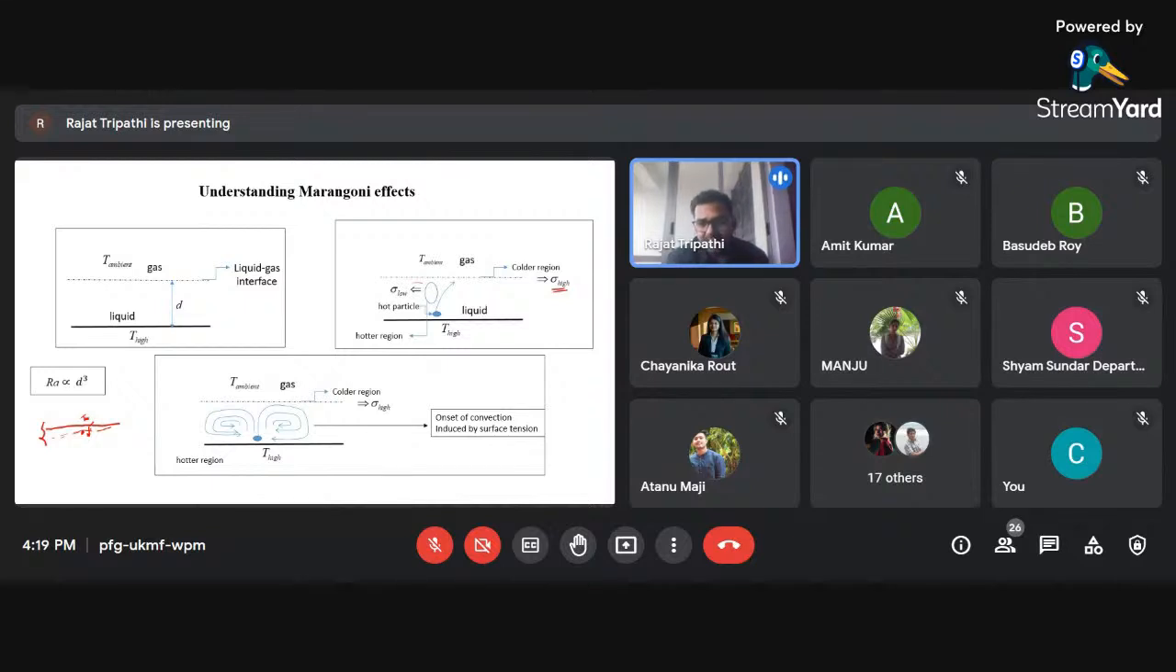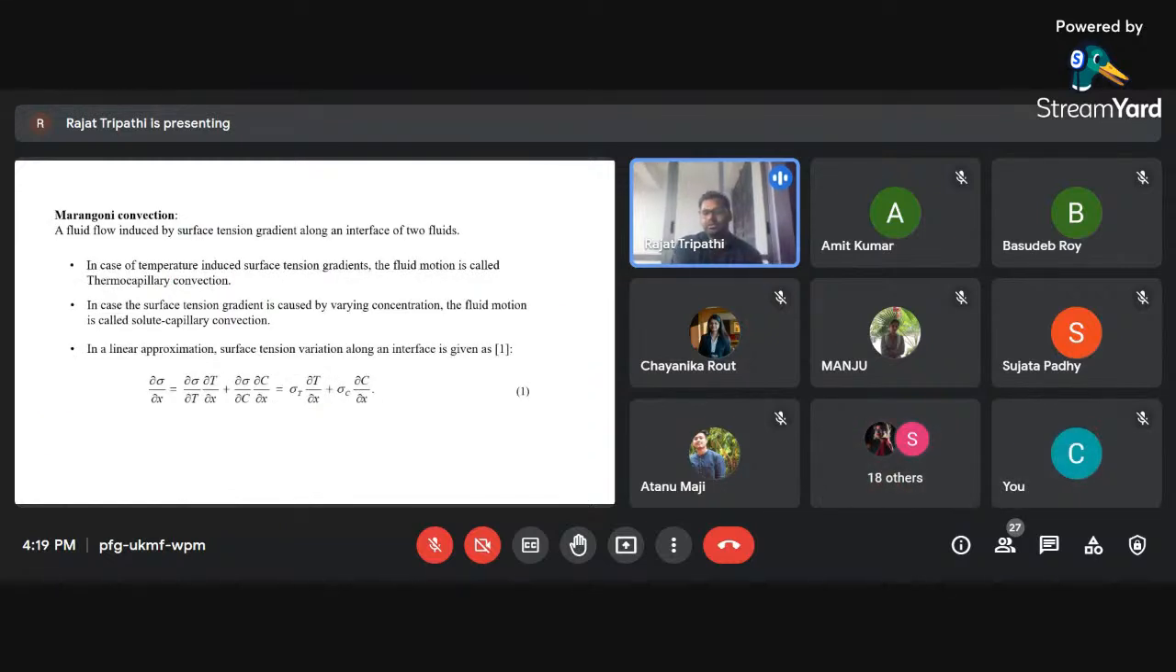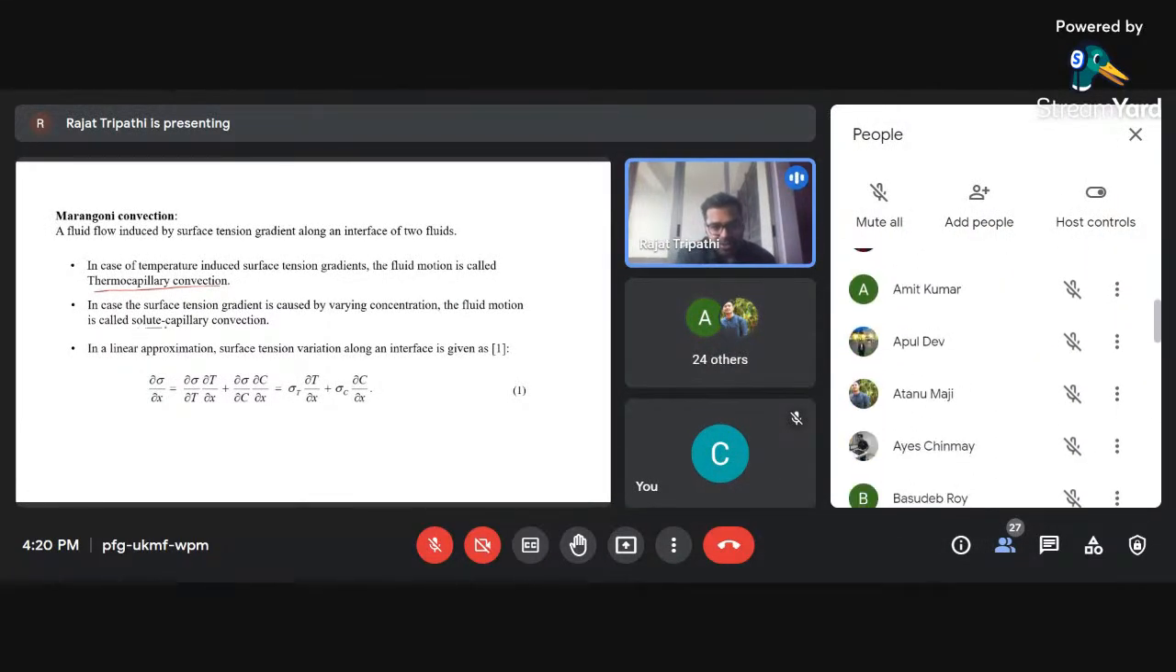So whenever there is a gradient in temperature, Marangoni convection comes into play. That can also be said about the gradient in concentration, because the surface tension can also be changed by varying the concentration. So there are two kinds of Marangoni convection that we talk about. One is the Marangoni convection due to the surface tension gradient caused by temperature. Such kind of Marangoni convection is known as thermocapillary convection, whereas the gradient in the surface tension caused by the varying concentration is called solutocapillary convection.